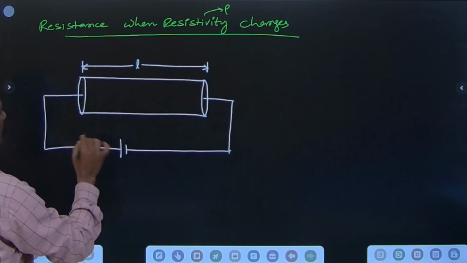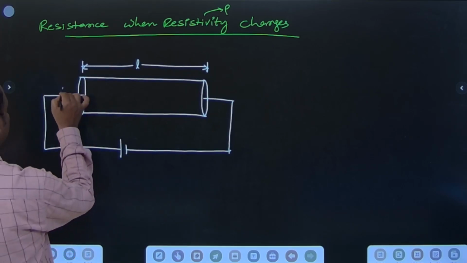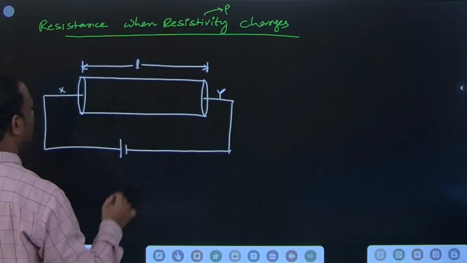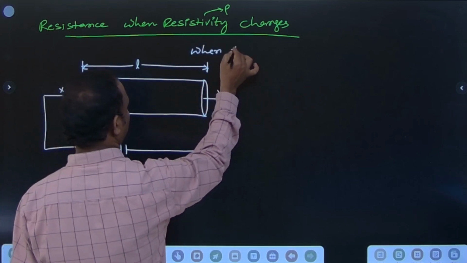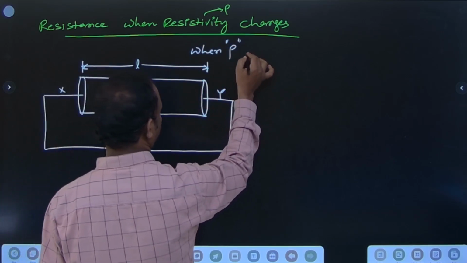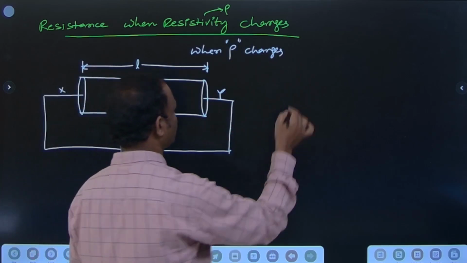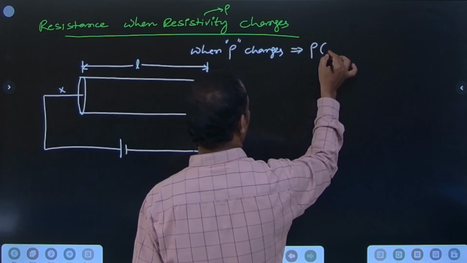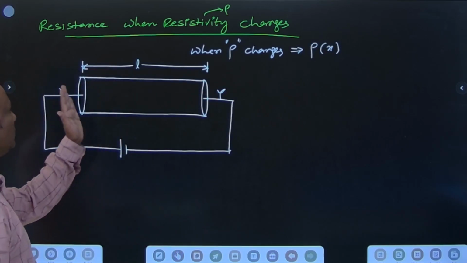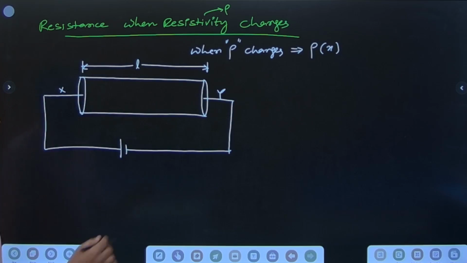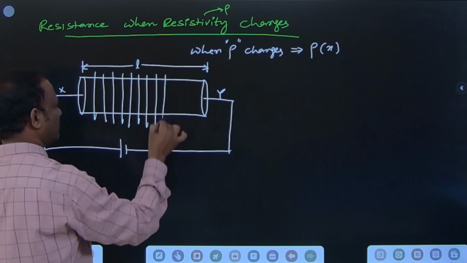So with respect to length, the resistivity is gradually changing. This is X and Y I am talking about. When resistivity rho changes, you would be given some expression, rho equals rho naught of X. With respect to X, resistivity changes. When it changes, we need to divide into infinitesimal length elements.